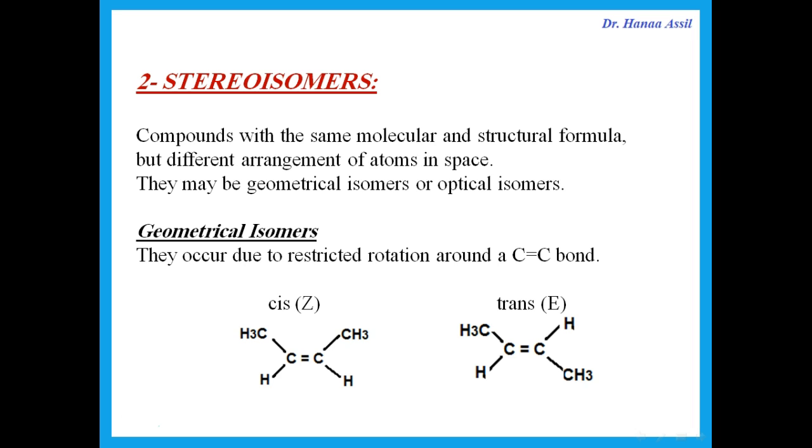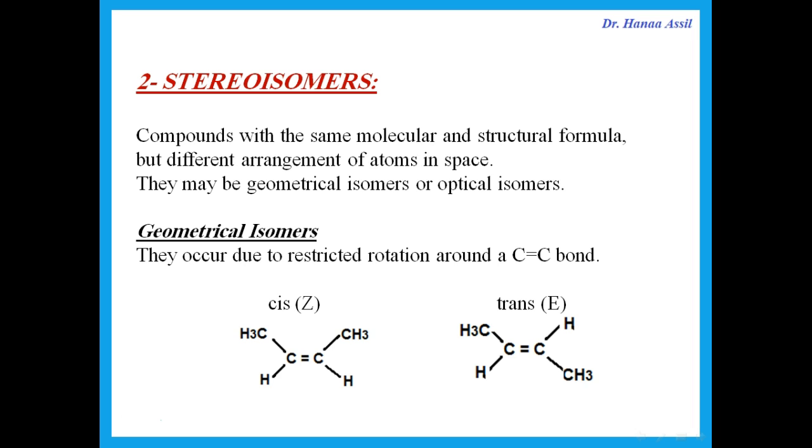The geometrical isomers we did before also. We said geometrical isomers means I have a double bond somewhere. The double bond does not allow the groups to rotate around each other. So we say there is restricted rotation around the C double bond C. So if I have these two compounds, these two are exactly the same molecular formula and actually they have the same structural formula, but I can arrange them in different ways in space.